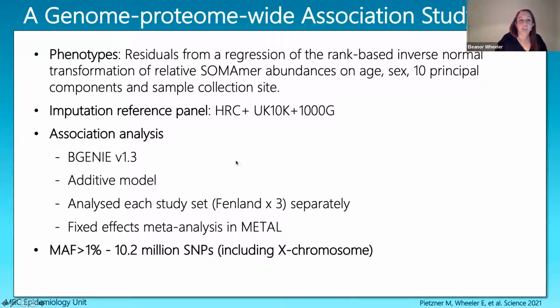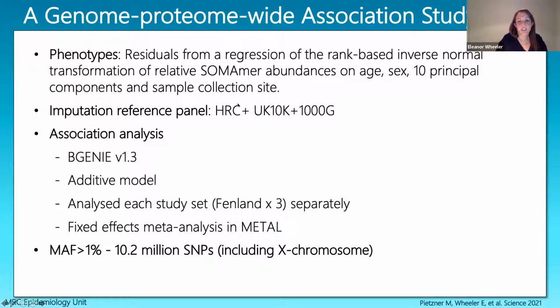We performed a genome-proteome-wide association study. The phenotypes were the residuals from a regression of the rank-based inverse normal transformed relative SOMA abundances. We transformed those to be normally distributed, and regressed those on age, sex, and 10 principal components, and also on sample collection site, which was a proxy for essentially sample handling.